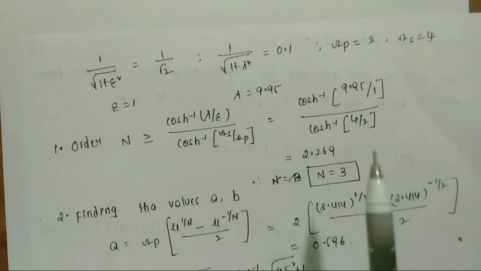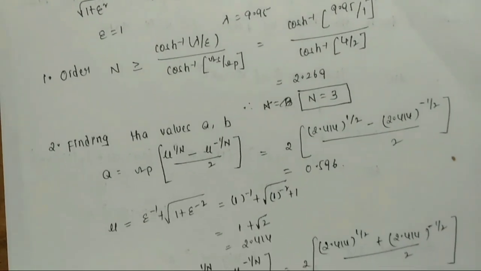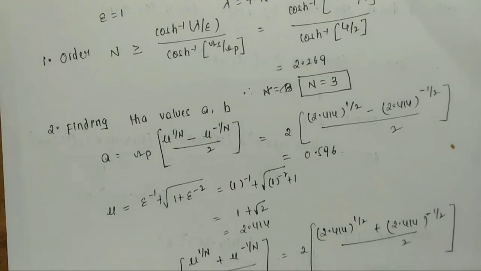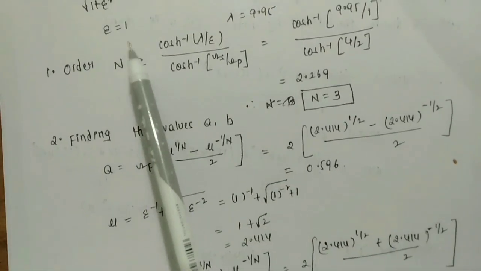Next target is to find out the poles. In case of the Chebyshev filter, for finding the poles we need four values: the a and b values, the epsilon value, and the mu value. If you have the epsilon value, then you can calculate the mu value. If you have the mu value, then we can easily calculate the a and b values. That's why first of all find out the mu value. Mu value is equal to epsilon power minus 1 plus under root 1 by epsilon power minus 2 plus 1. Epsilon we already calculated here.